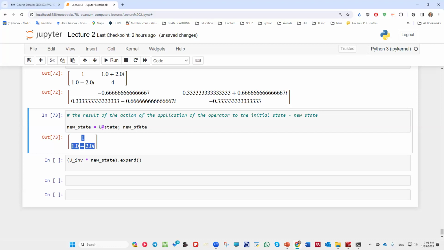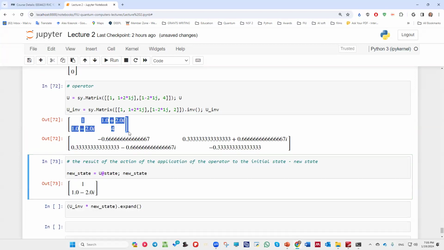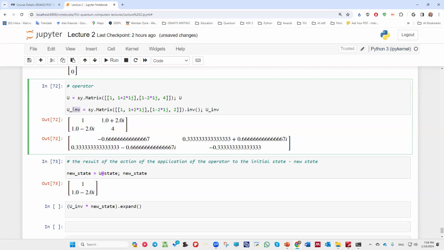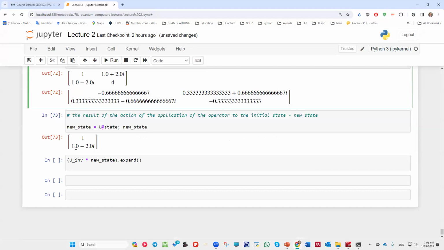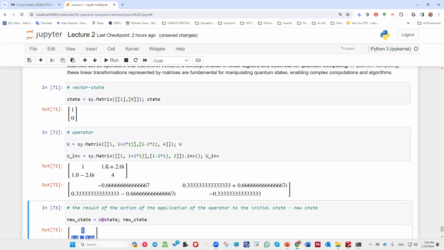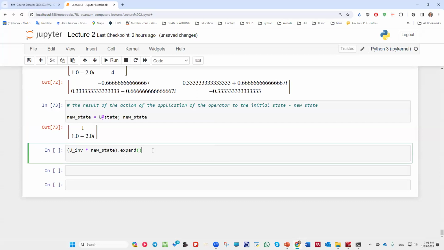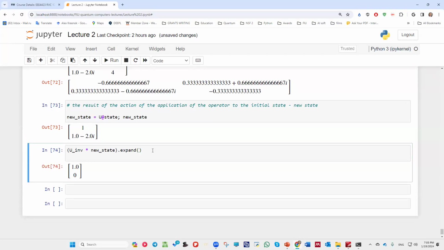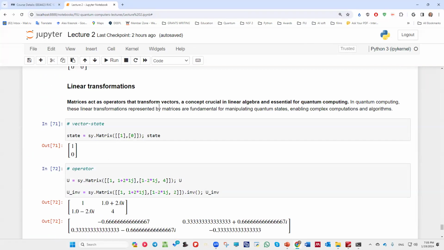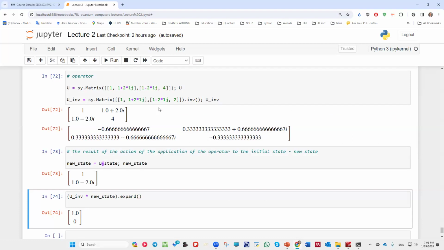A point to understand here is that for this given matrix, I can create the inverse version of this matrix, right? And if I act this inverse matrix on this final state, it will return me the initial state. So this way I can basically change a vector, right? So this is linear transformations, the basics of how they work.